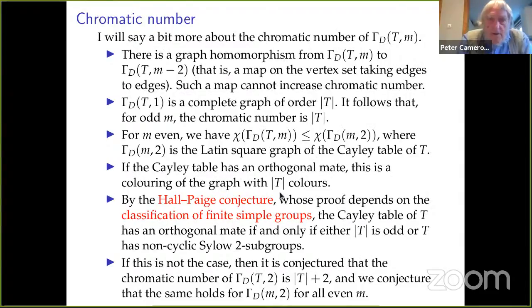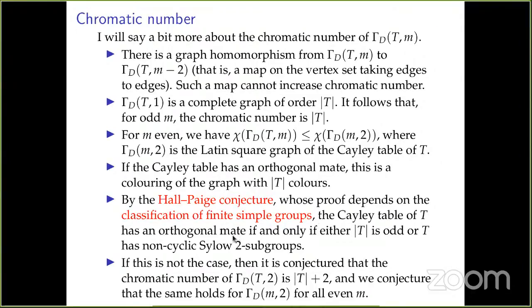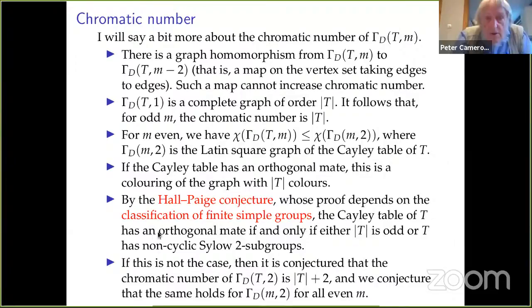The Hall-Paige conjecture. Hall and Paige said, take the Cayley table of a group, T, and ask: when does that Cayley table have an orthogonal mate? Two conditions are equivalent: this Cayley table should have a transversal or an orthogonal mate. They conjectured that this would hold if and only if either the order of the group is odd or the group has non-cyclic Sylow 2-subgroups.